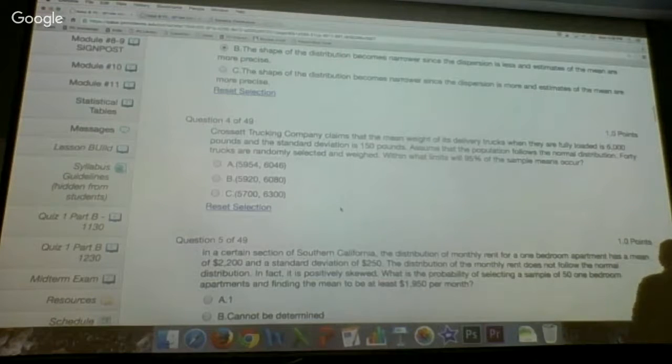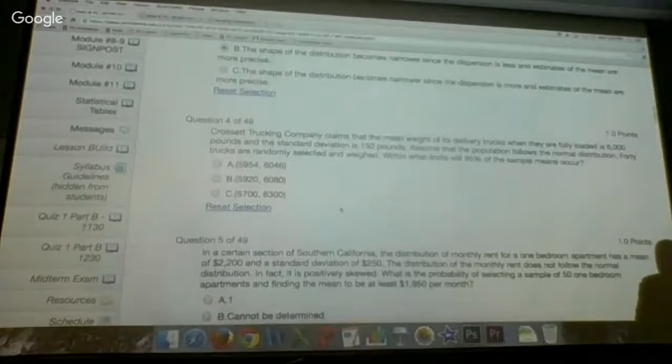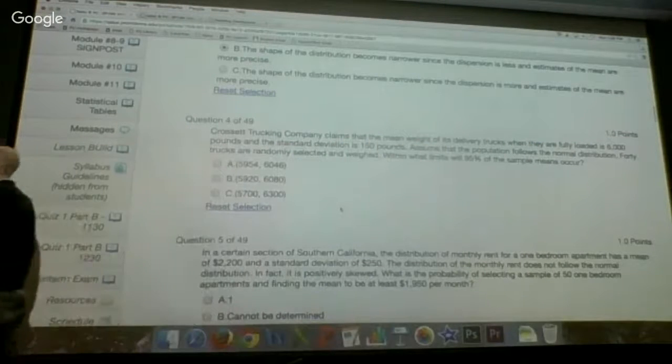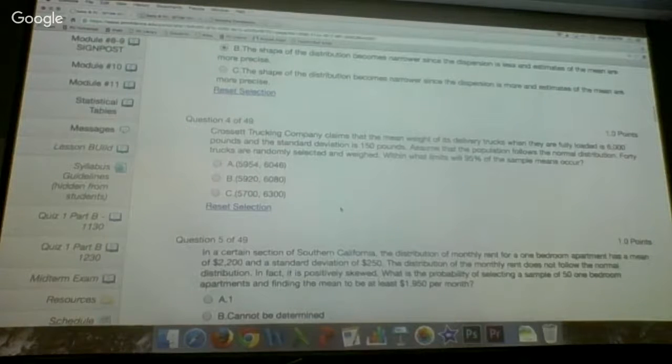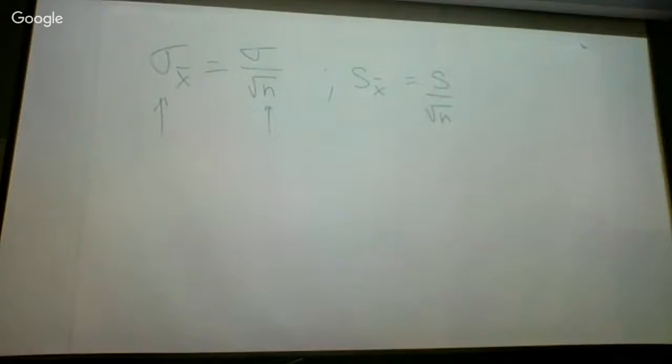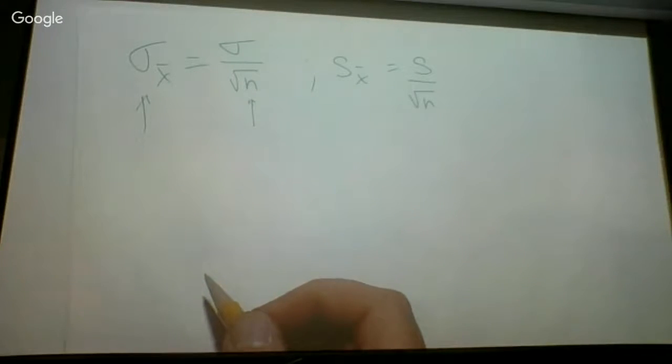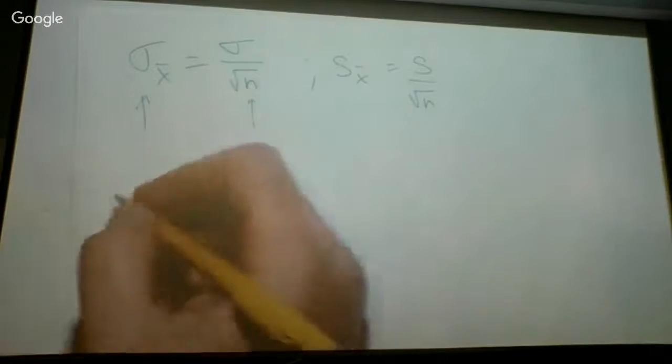How do we go about approaching this problem? Any ideas? Stephen, talk to me. What do you think? Well, it's asking for 95%. So 95% is 2 standard deviations. Roughly. So if that's what 95% is, then 1 standard deviation is 150 pounds. So if you have 2 standard deviations, that should be 300 pounds. And then you're plus or minus that.